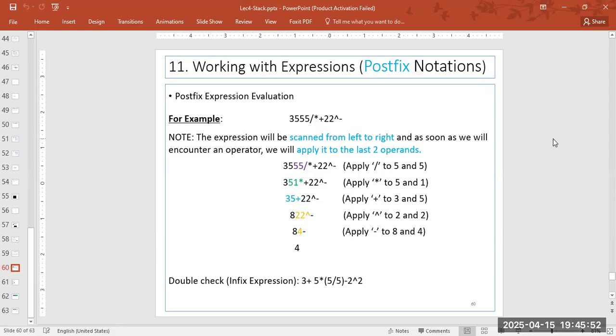Let me reread the slide example's infix equivalent. 3 plus 5, 5 5, 2 2. Okay, the evaluation needs to follow that. Let's trace the postfix 3 5 5 plus 2 2, matching that logic. Right, matching 3 plus 5, 5, 2, 6.